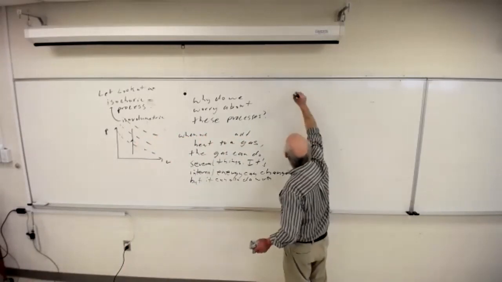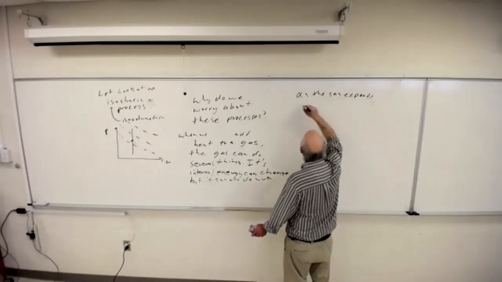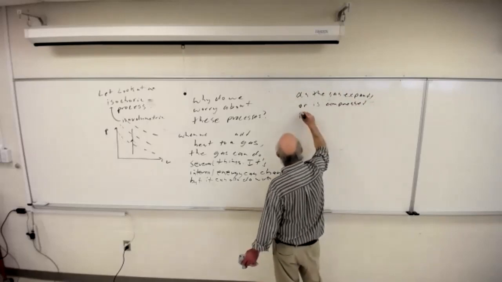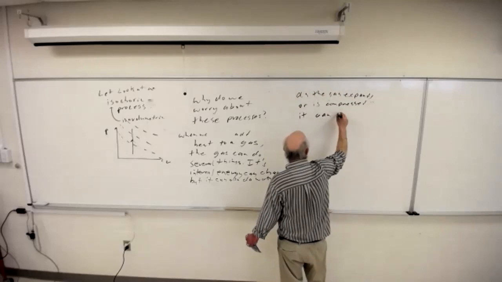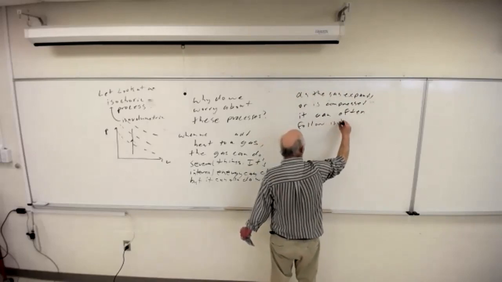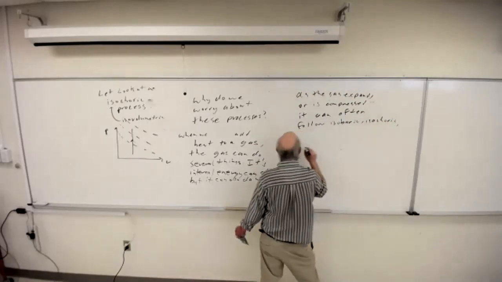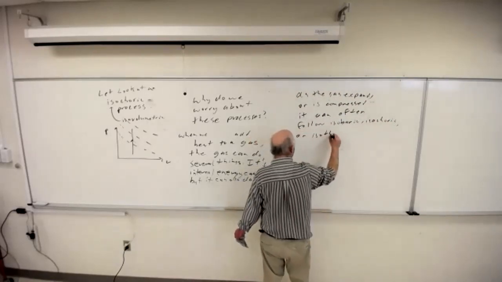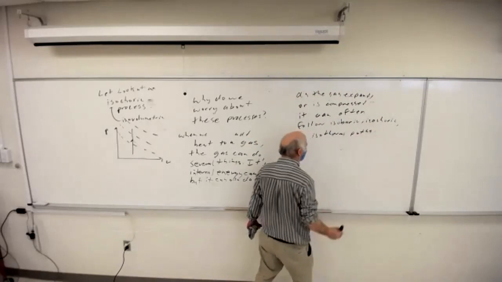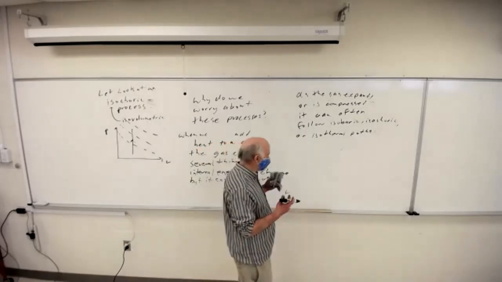So, as the gas expands or is compressed, it can often follow isobaric, isochoric, or isothermal paths. You can take any path you want, but these are going to be common ones you do. And so all we want to do is ask, how do we do this?